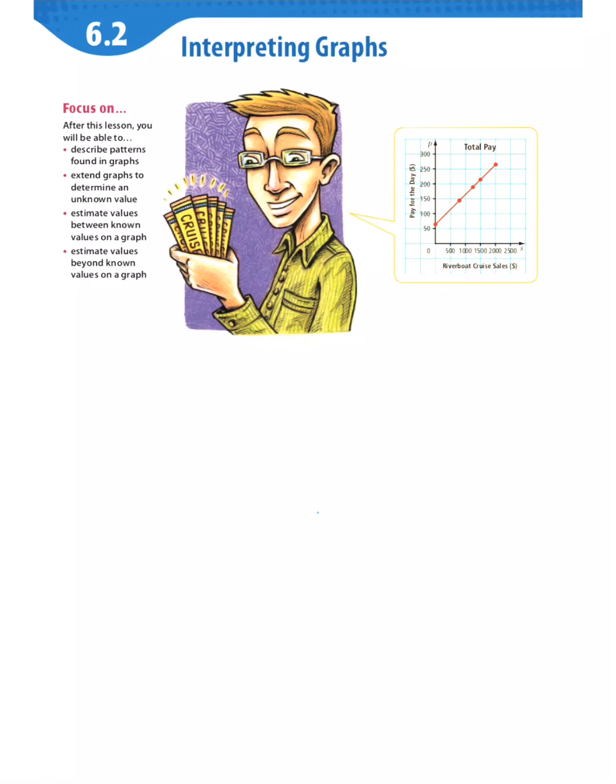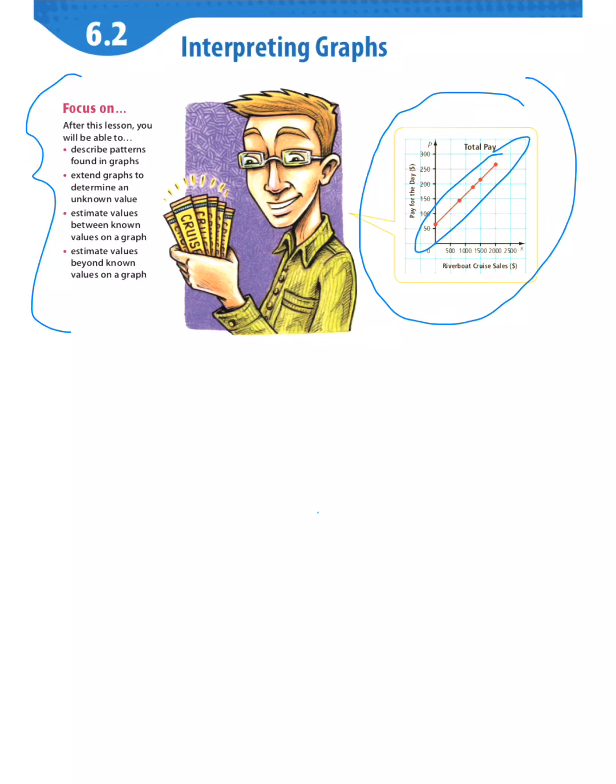Welcome back. Today we are going to do 6.2, which is interpreting graphs. And so basically this is going to be our focus for today. We're going to describe patterns found in graphs, extend graphs to determine unknown values, and estimate between values on the graph. So basically we're going to be given either a table of values or a graph like this, and we're going to learn how to read what that data means. It's pretty straightforward.